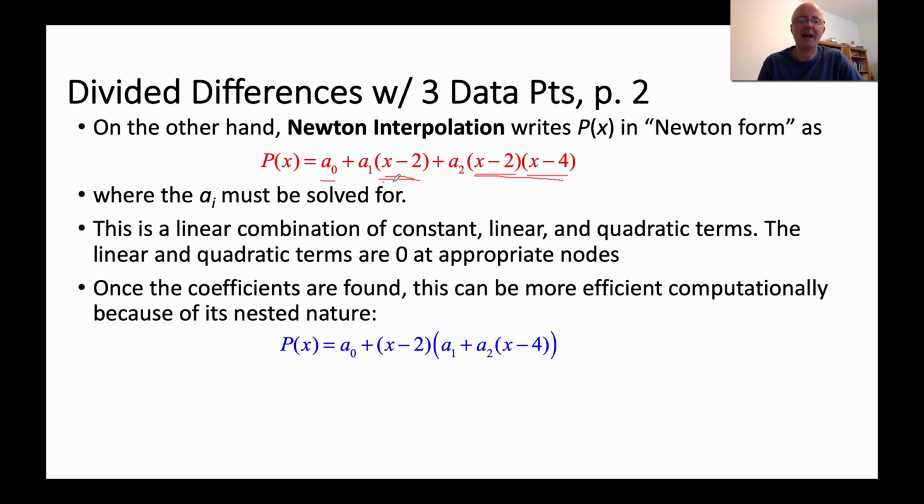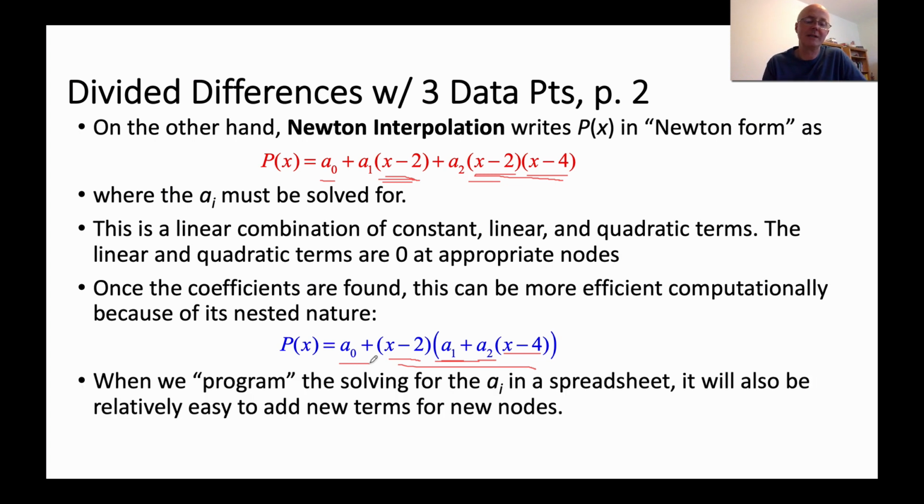Notice I factored out an x minus 2 from both of these terms to get this. And it is nested. You would work from inside out when you plug a number in for x. You could first subtract 4, then multiply by a2, then add a1. And then after subtracting 2 from x, multiply here and here, and finally add a0. And again, this definitely has benefits when your polynomial is higher degree.